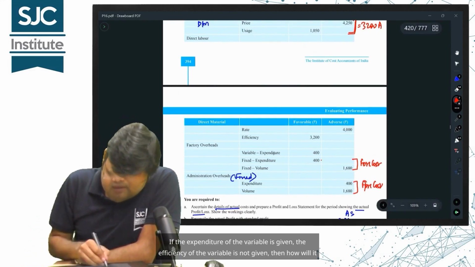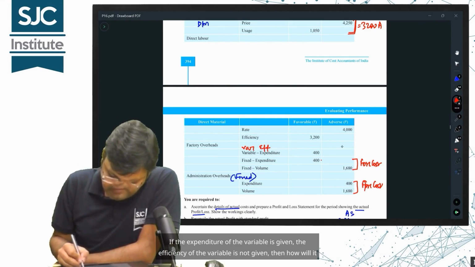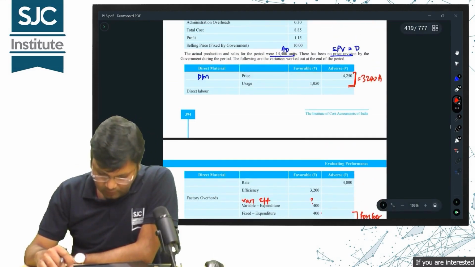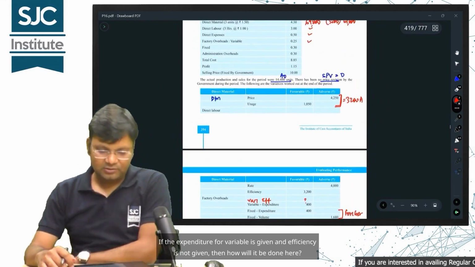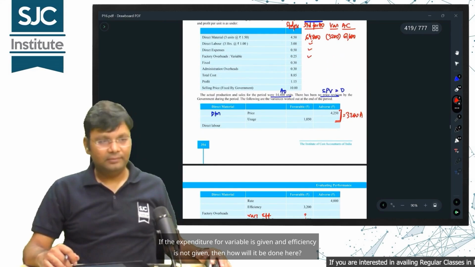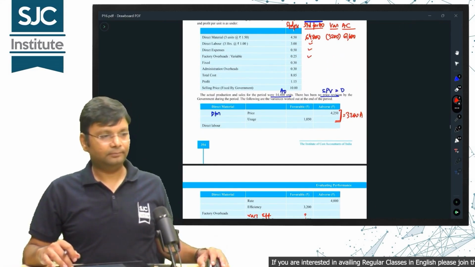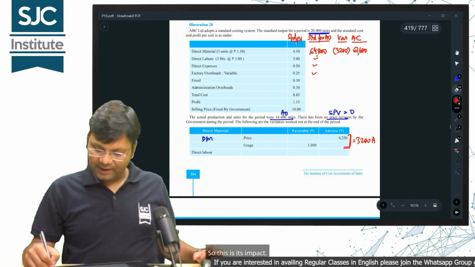If the expenditure of the variable is given, the efficiency of the variable is not given, then how will it be done here? Tell me, think about it, take a minute to think. What could it be? So this is its impact.